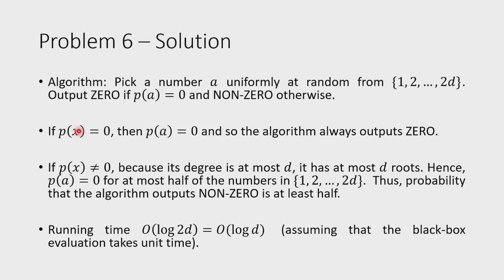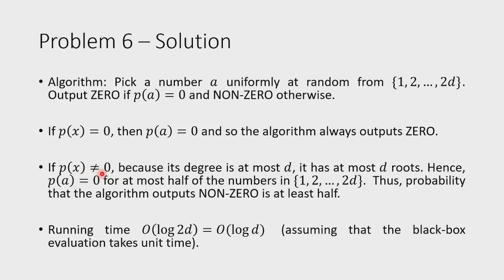So let's first analyze the case when p(x) equals 0. Now if p(x) equals 0, no matter which number you pick from 1, 2, up to 2d, or for that matter which real number you pick, p(a) is always going to be 0, right? So the algorithm is always going to output 0. So if p(x) equals 0, there is no probability of failure. It works 100% of the time.